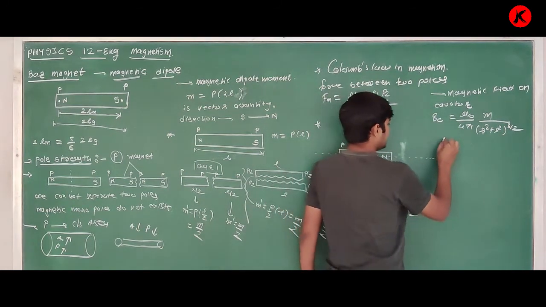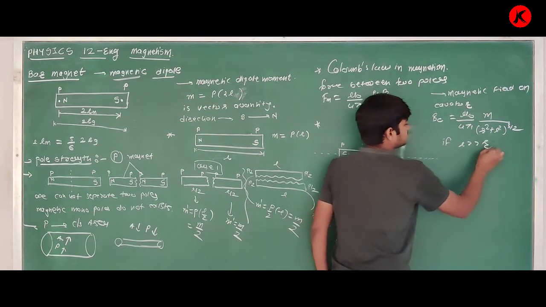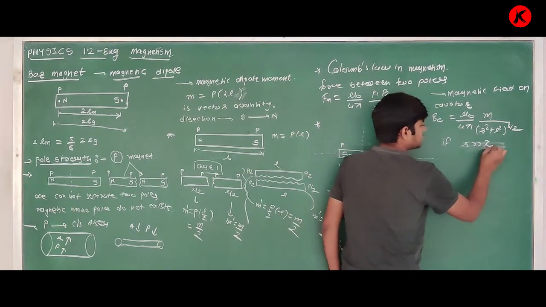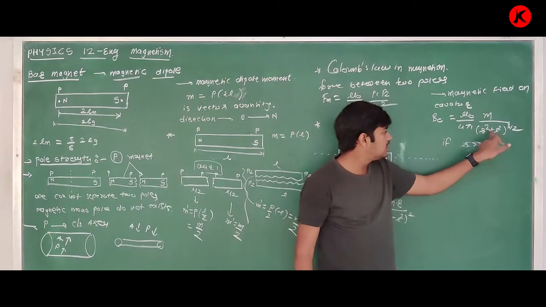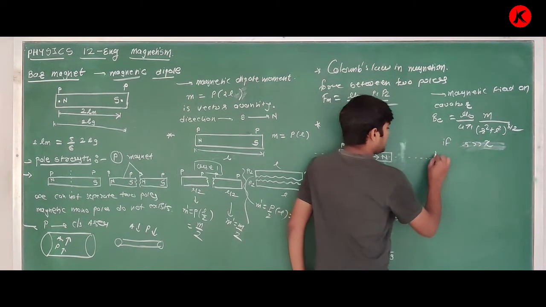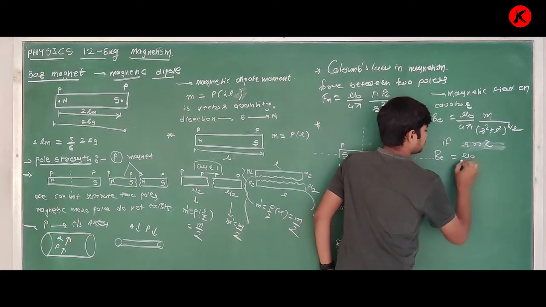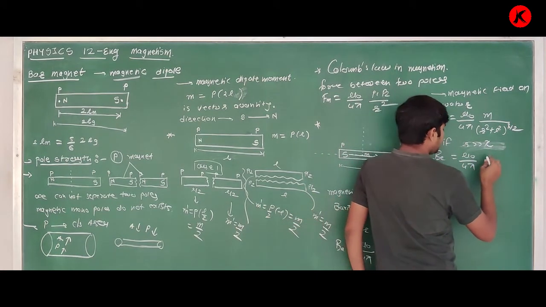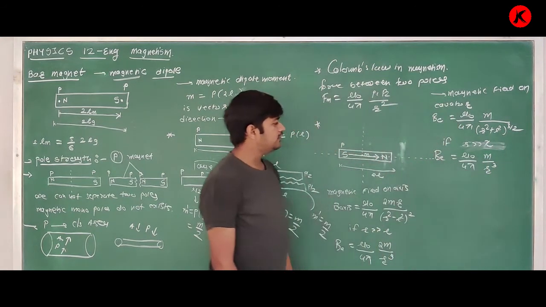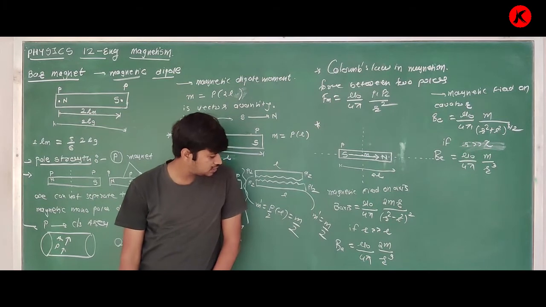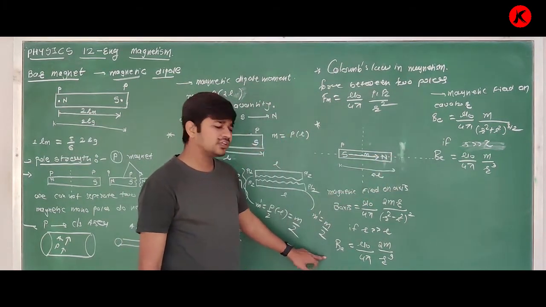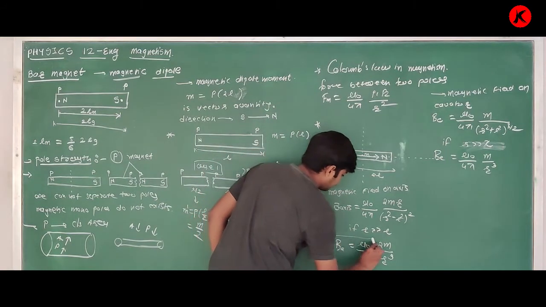Okay, and again, if r is very much greater than l, then r square plus l square raised to 3 by 2 becomes r cube, then B E is equal to mu 0 upon 4 pi, M upon r cube. Clear? So yes, these two equations you have to remember. Okay, most questions are possible from these two equations.